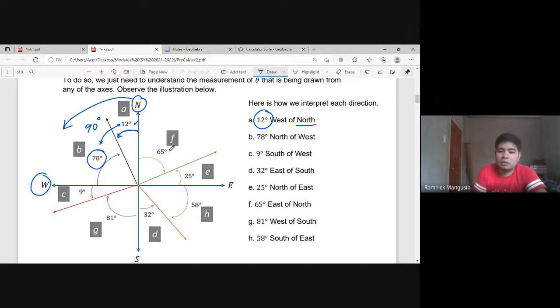Okay, so katulad nitong letter F, saan ka papunta? You see the movement here. The movement indicates you are moving to the east. So ibig sabihin, you have 65 degrees east of north. Kasi papunta ka sa east, nagaling ka sa north. Itong letter D, that's 32 degrees. Saan siya papunta? Papunta siya sa east. Saan ka galing? Sa south. So, that is 32 degrees east of south.